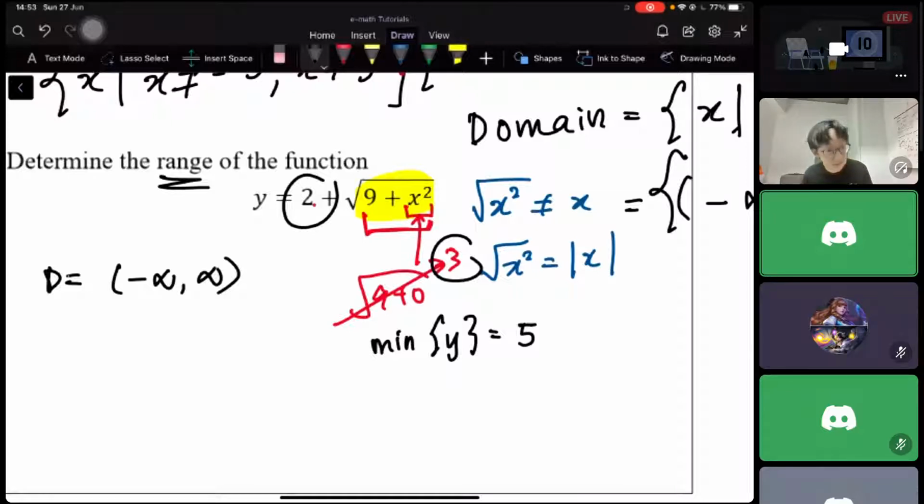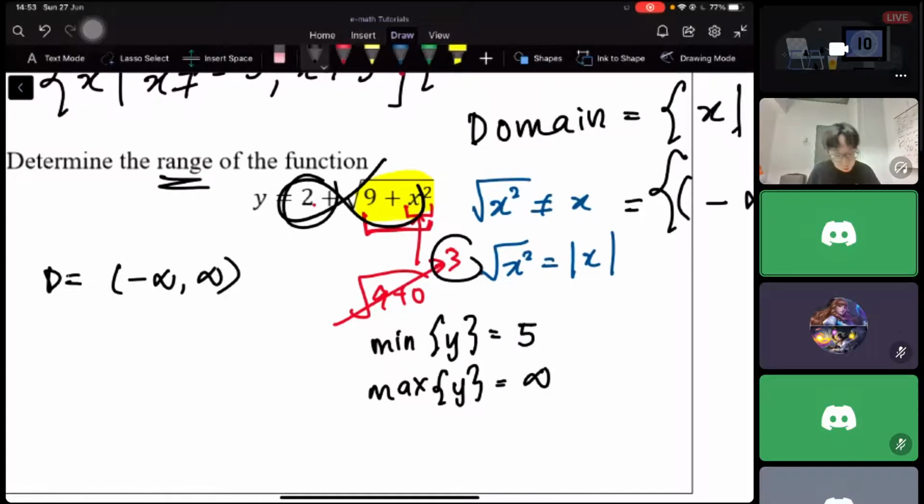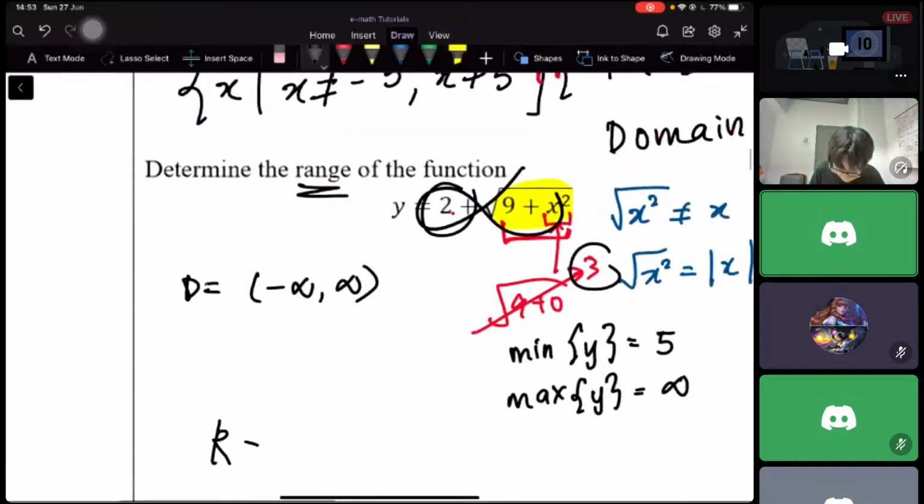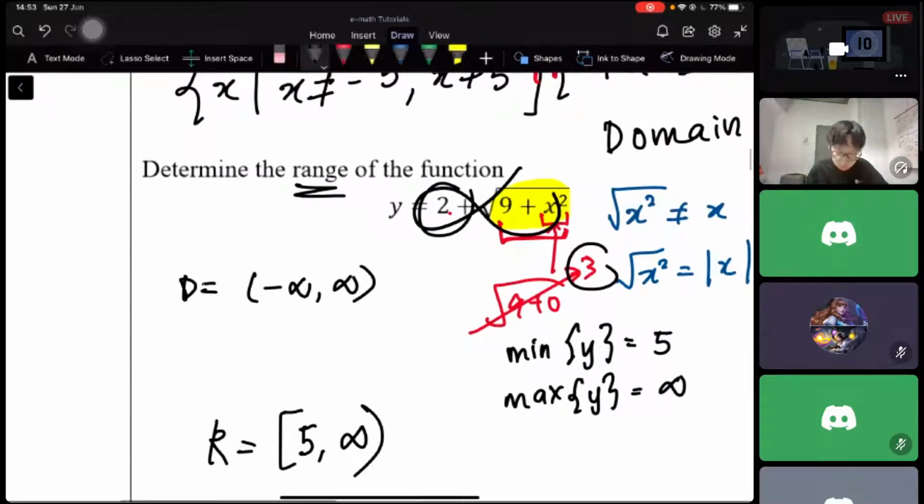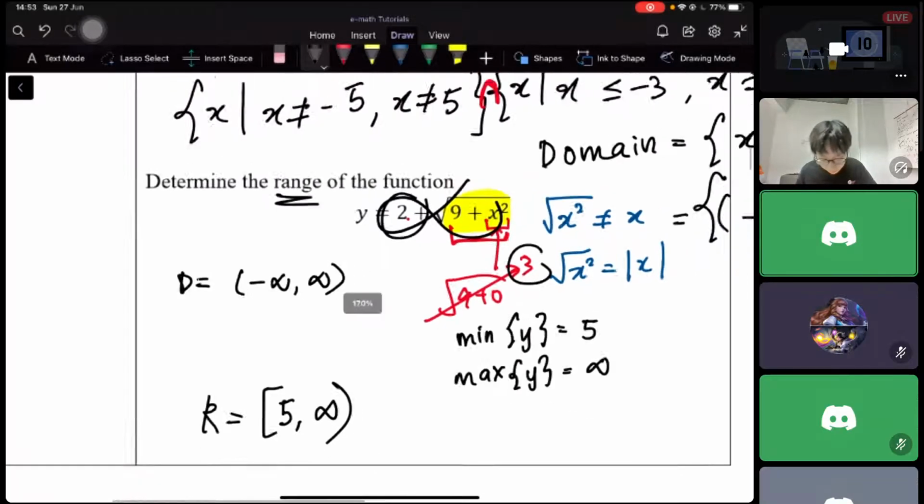Then what about the maximum? Maximum, just like I told you already, you put in infinity or negative infinity for x, you'll get the whole thing equals to infinity. So the maximum is obviously positive infinity. So the range of this function here should be 5 to infinity, include or not? Yes, include 5. You can get the 5, but you will not get infinity, so you cannot include infinity. Okay, is everything clear?